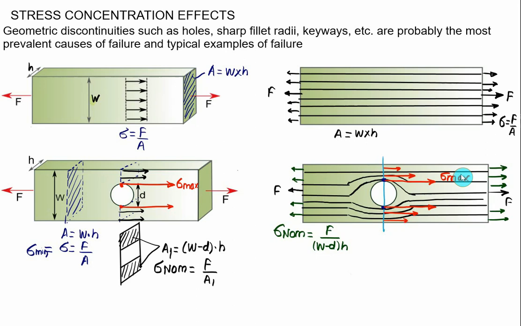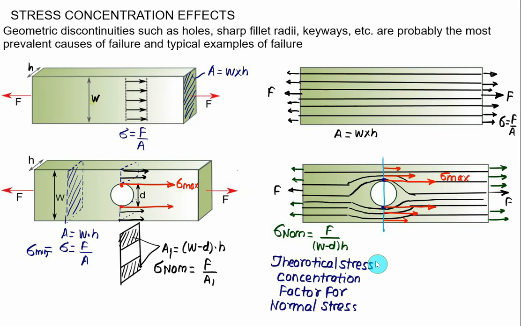Since here the plate is subjected to normal stress, we define the theoretical stress concentration factor for the normal stress, and it is represented by K suffix sigma. It is the ratio of the maximum stress sigma max divided by the nominal stress. Now remember the procedure to calculate the nominal stress. Nominal stress is the stress where we have the minimum cross section, taking the total area. So the minimum stress is different, the nominal stress is different, and the maximum stress is different.